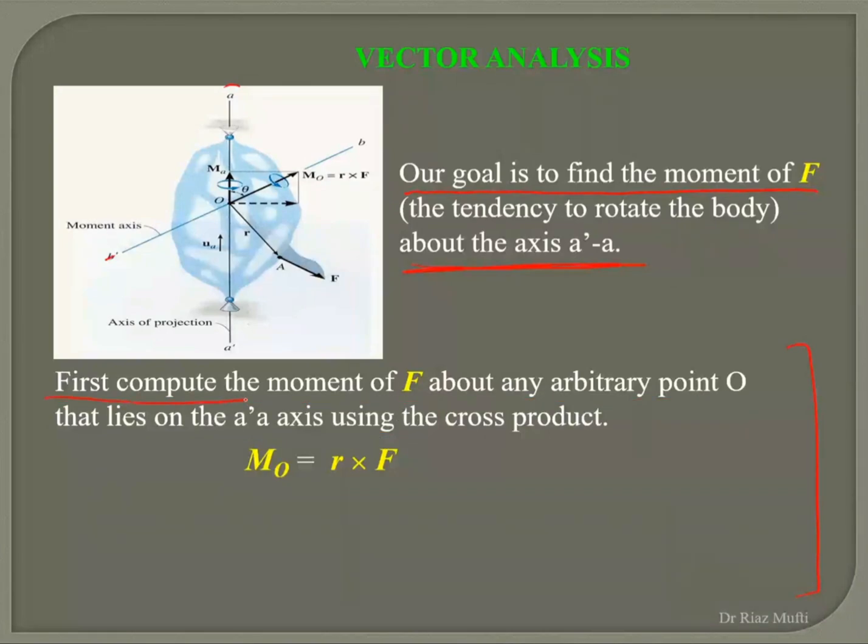So it says here, first compute the moment of F about any arbitrary point O that lies on the A axis using the cross product. In simple words, you've got this force and you have to find a moment about a point on this line. I can find a point here, or here, or here. If I want to find the moment at point N, then this is my position vector r. If I want to find the moment at point M, then this is the position vector r. So the very first thing you need to do is to compute the moment of F about any point O that lies on this axis using the cross product.